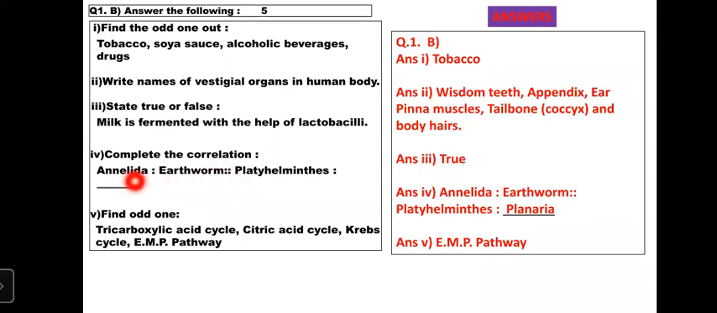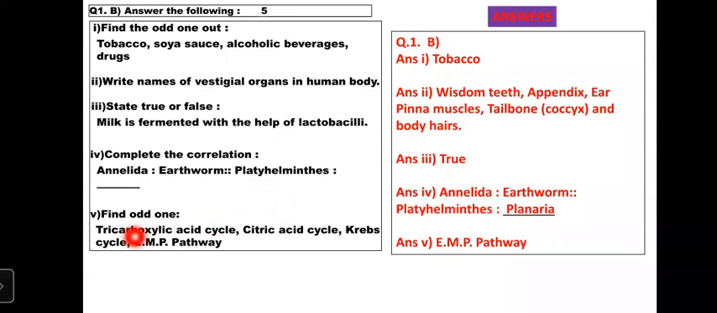Next, complete the correlation. Here in this question, phylum is given, example is given. For another phylum, you are expected to write the answer. In the dash you write an example of the corresponding phylum. For example, phylum Annelida, earthworm is an example. So for Platyhelminthes, the examples are planaria, liver fluke, tapeworm; any example you can write. I have mentioned here one, planaria. You can also write liver fluke, you can also write tapeworm. Your answer will be correct.